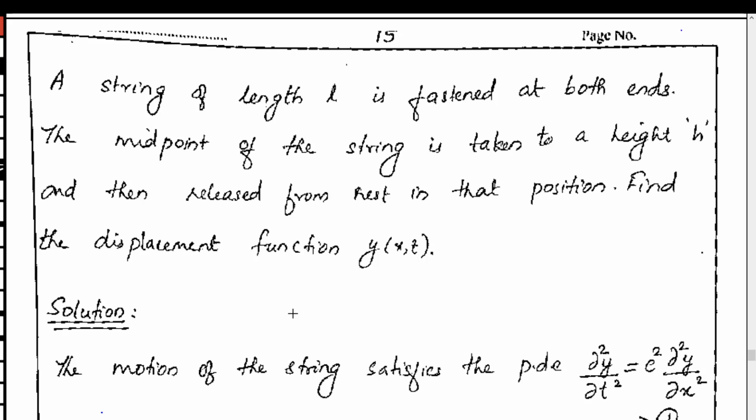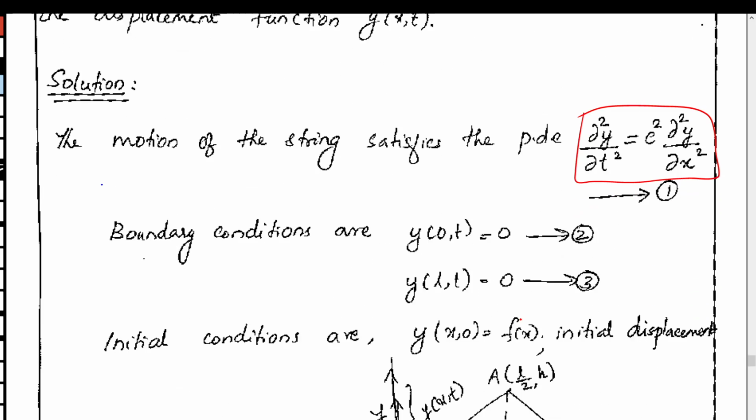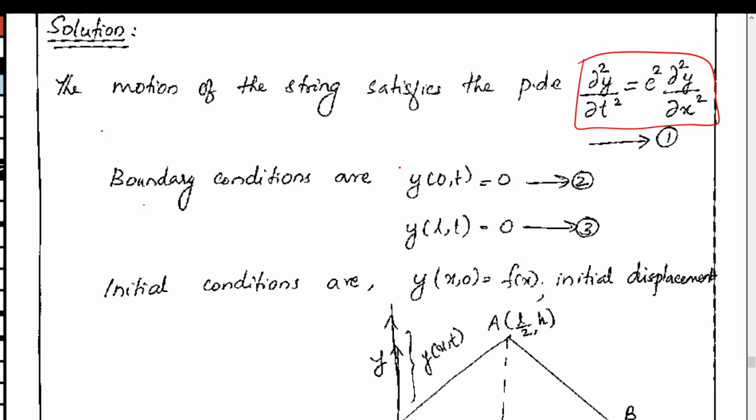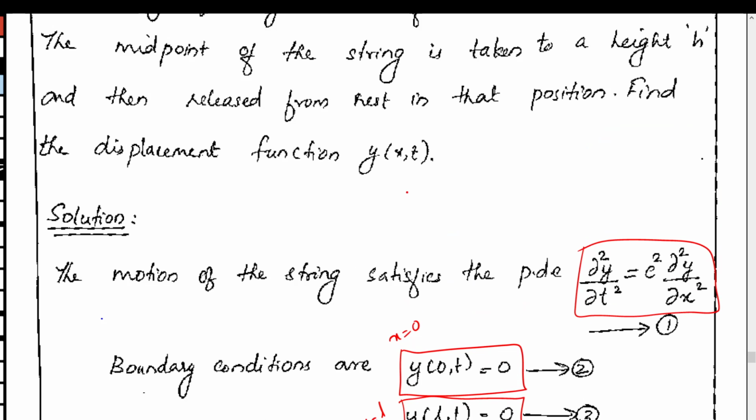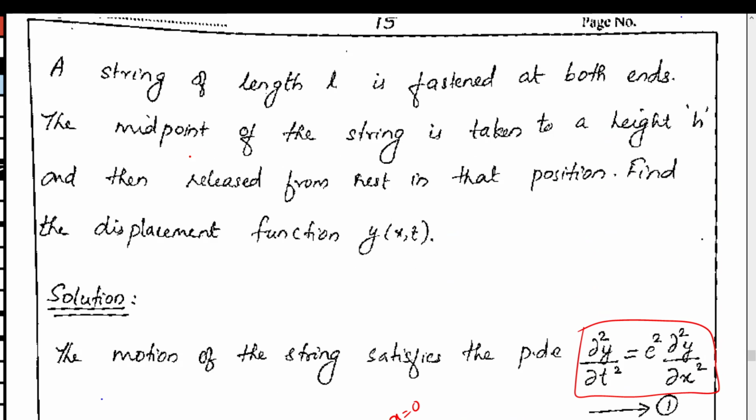Therefore, the displacement function y(x,t) satisfies the one-dimensional wave equation, ∂²y/∂t² = c² ∂²y/∂x², together with the boundary conditions y(0,t) = 0 and y(L,t) = 0, which means that there is no displacement at the point x = 0 and at the point x = L. Now, the initial conditions are not given, but the information to find the initial conditions is given.